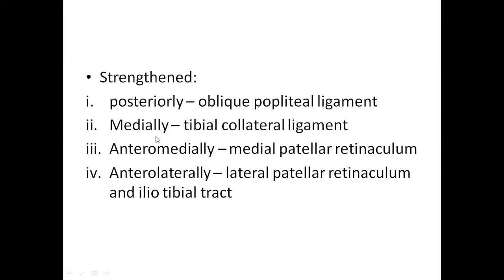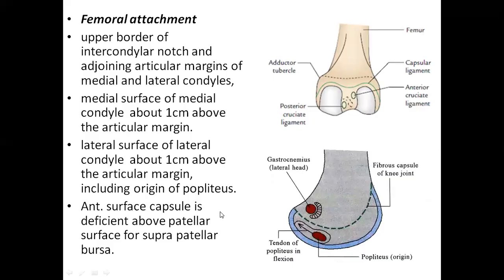Now, the capsule is strengthened posteriorly by the oblique popliteal ligament, medially by the tibial collateral ligament, anteromedially by the medial patellar retinaculum, anterolaterally by the lateral patellar retinaculum and iliotibial tract.